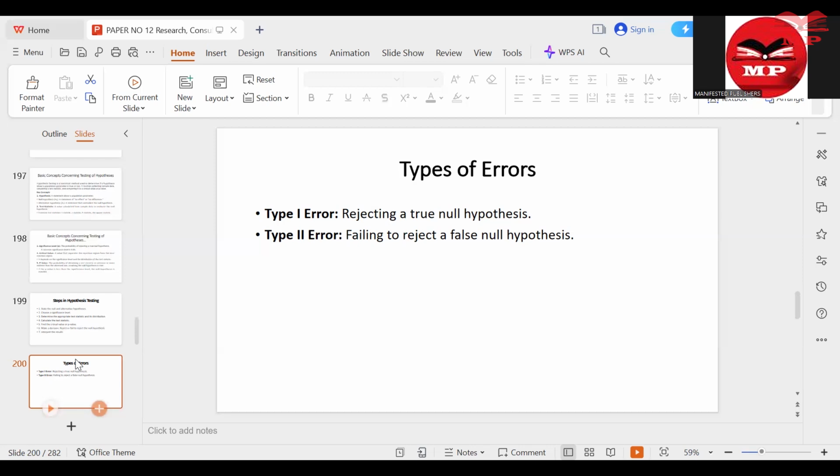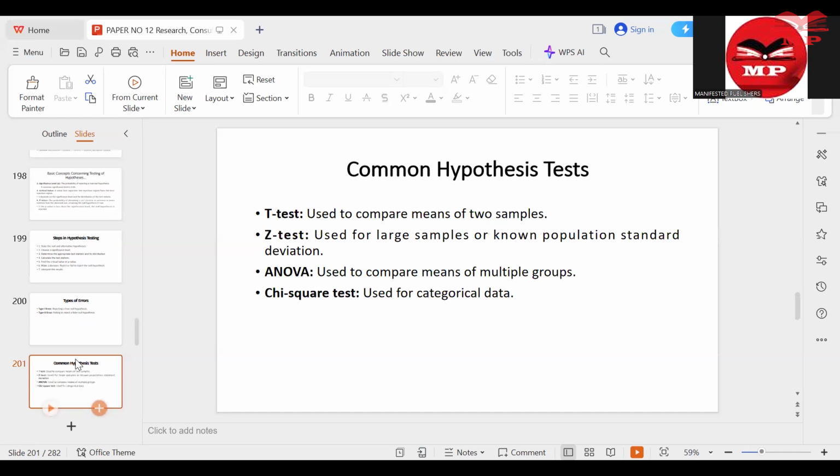So type 1 error, rejecting a true null hypothesis. Type 2 error, failing to reject a false null hypothesis. We shall be looking at this in the subsequent areas of this topic.